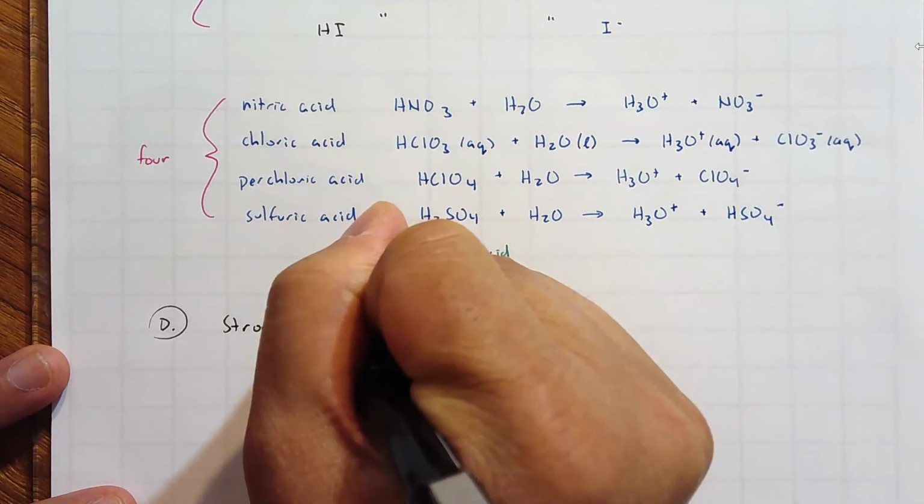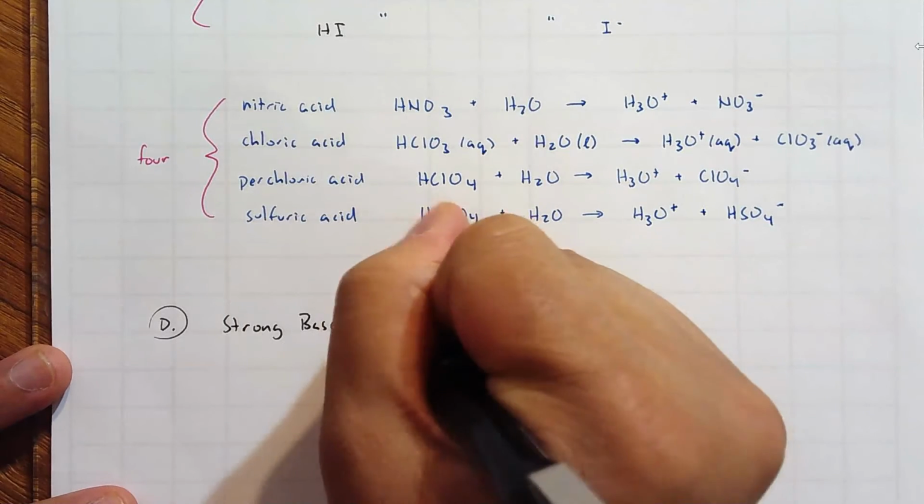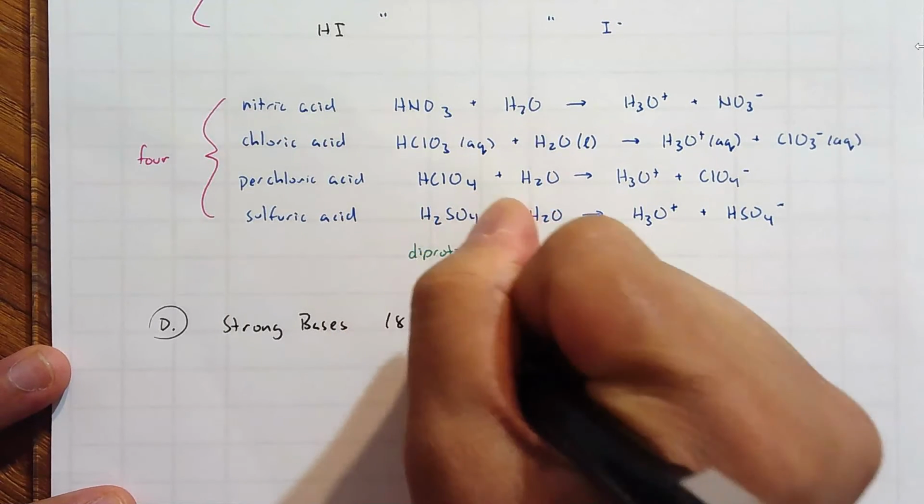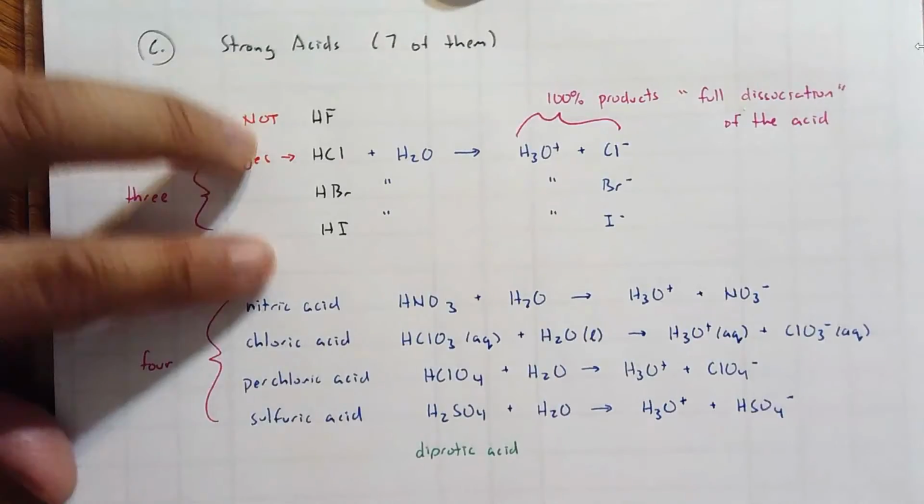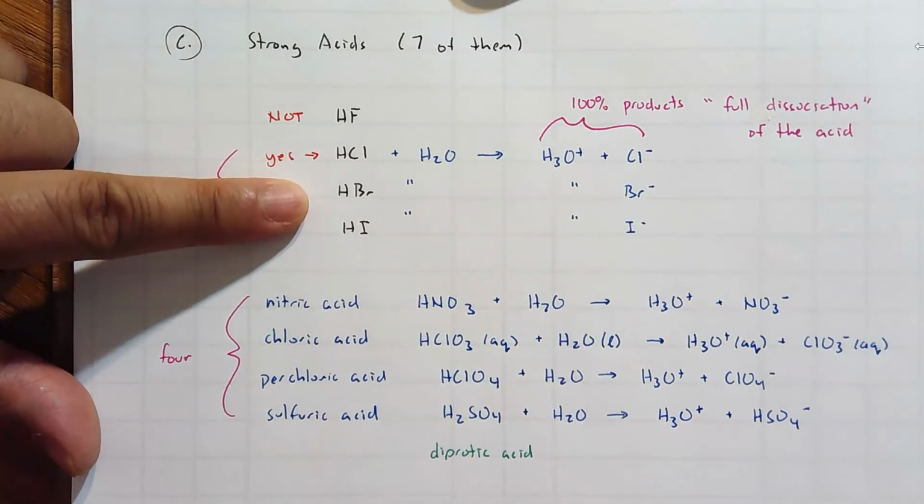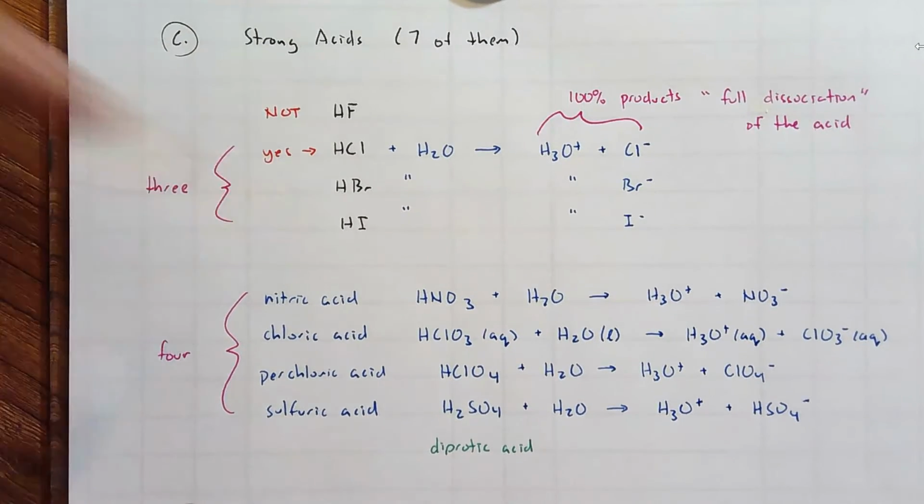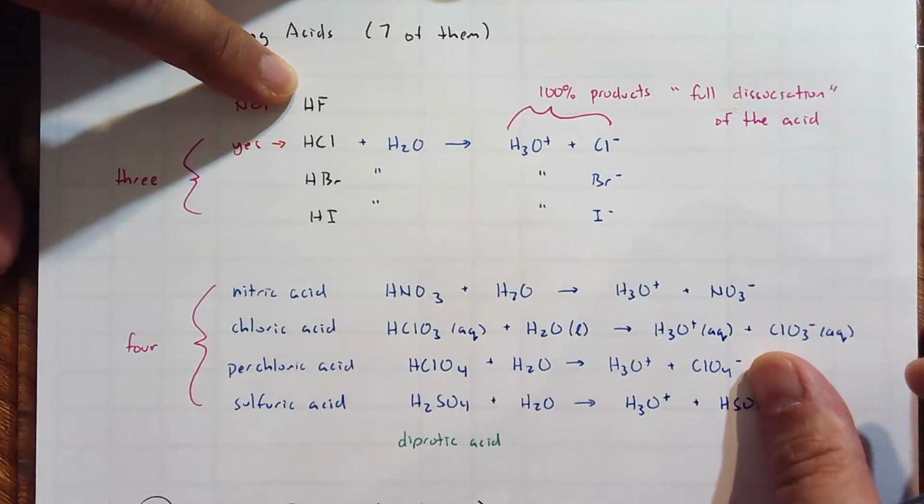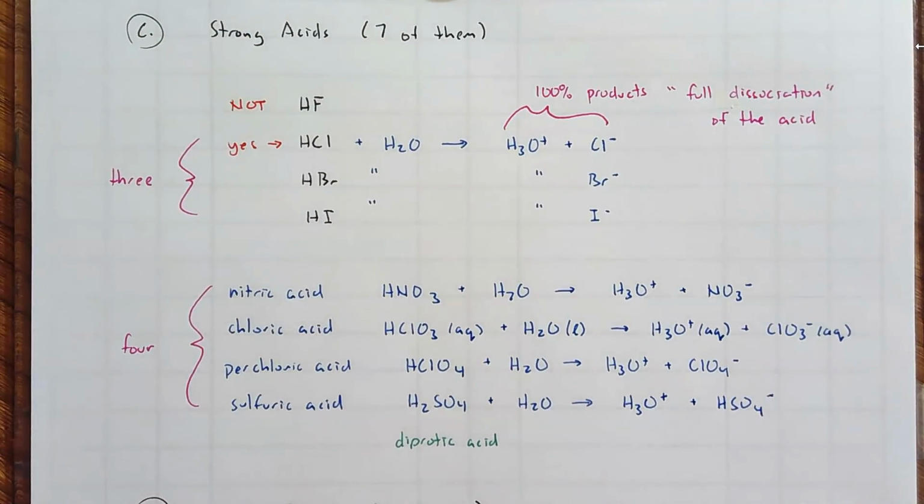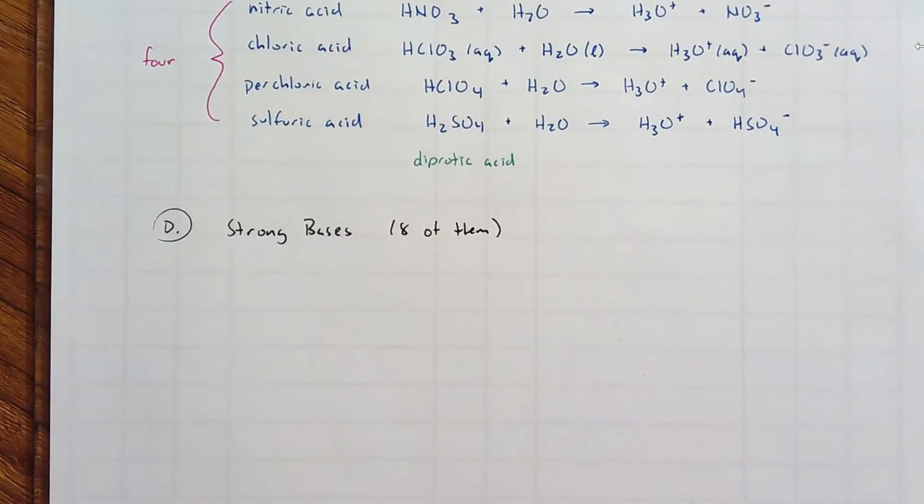But let's think about the strong bases, and there are 8 of them. We are going to use a periodic table just like we did for these first 3 strong acids. Oh, don't worry about why HF is a weak acid. We'll get to that when we talk about trends. Okay? This is just an introduction.